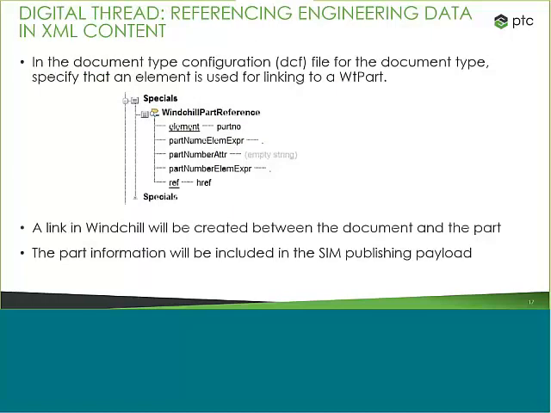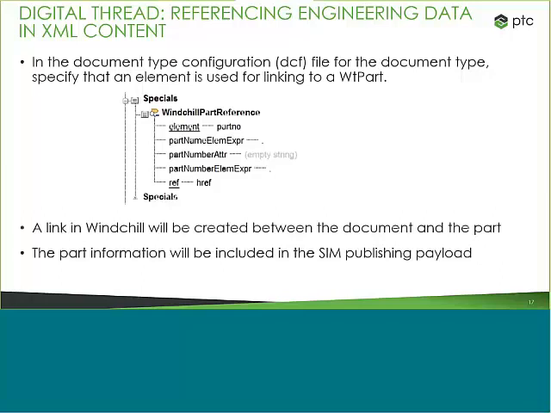Then the final part of digital thread that I wanted to show has to do with the ability in your XML content to refer to specific parts that are in Windchill. And the idea here is that in your doc type configuration file, your DCF file, there is a configuration that you can set up that's called Windchill part reference. And as you can see, it's in the specials section of your document type configuration file.